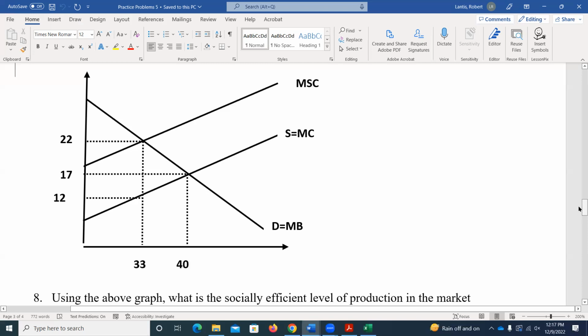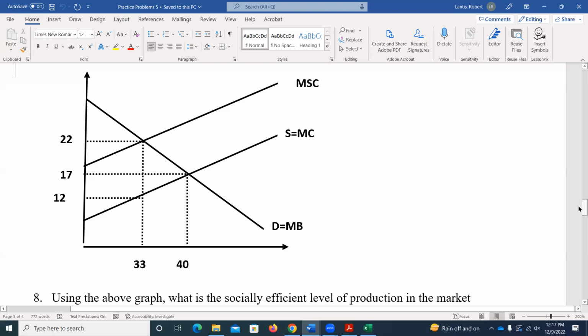So the difference between those two lines at the same quantity. Here, the only way I can find that is I'm on the supply curve at a value of 12, but on my marginal social cost curve I'm at a value of 22. So my external cost there would be 10. That's the value of the perfect tax, right? It would be whatever the difference is between those lines.